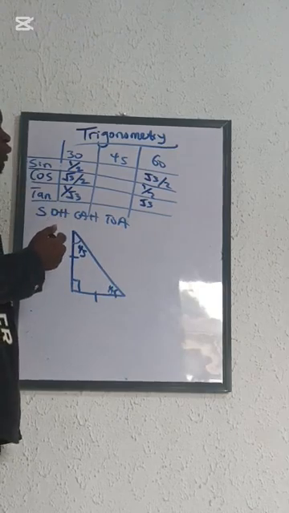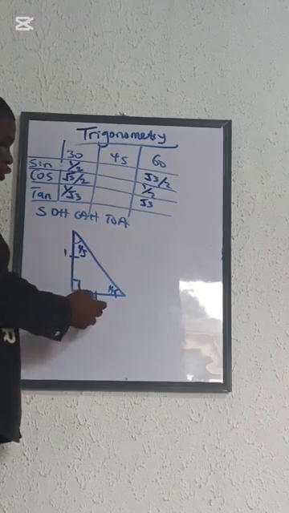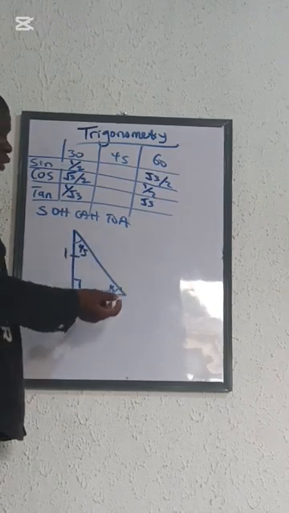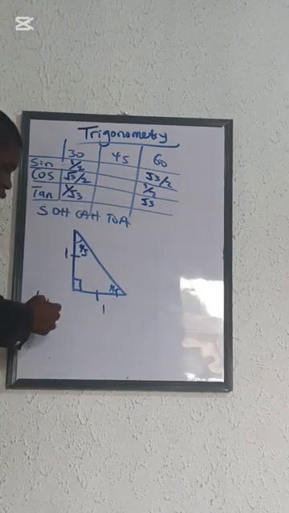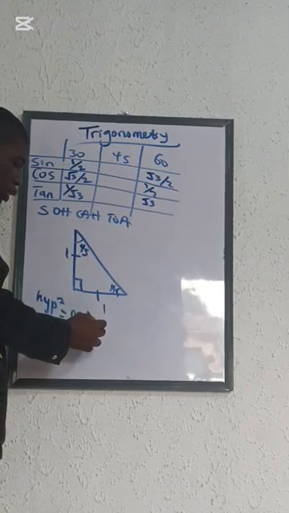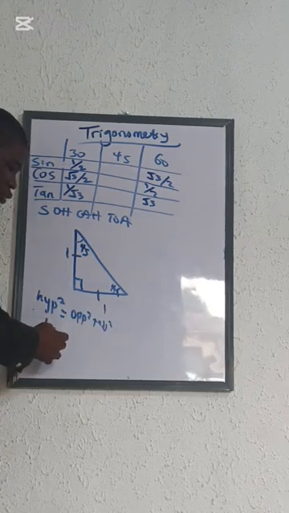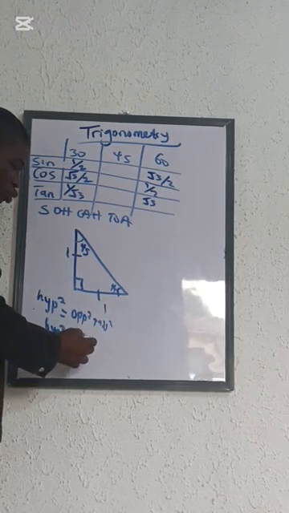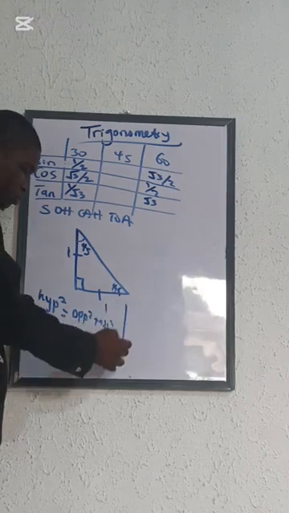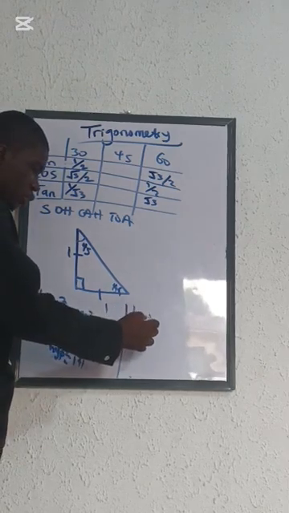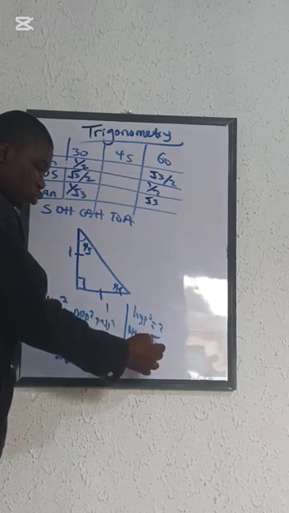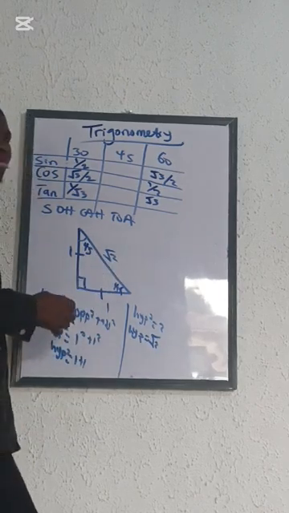So let's assume we have 1 each. So how do we get this same place? The same way we did. Hypotenuse square equals opposite square plus adjacent square. Hypotenuse square equals 1 square plus 1 square, which is 1 plus 1. Hypotenuse square equals 2. Hypotenuse is root 2. So put our root 2.